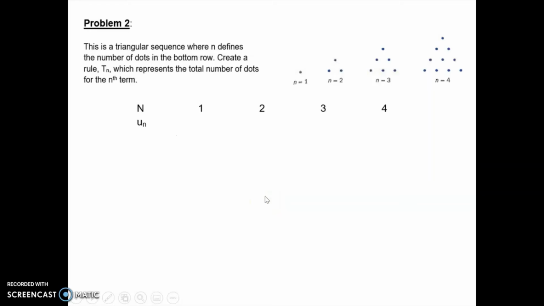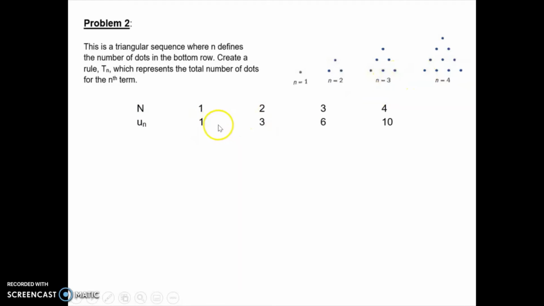Okay, let's try the next one here. You are given a visual sequence. It's called a triangular sequence. We have 1 dot there, 2, 3, 4 dots. Okay, we need a rule for Tn, T sub n, which represents the number of dots. So when n is 1, we have 1 dot. When n is 2, we have how many dots? And then how many for n is 3 and 4 as well.